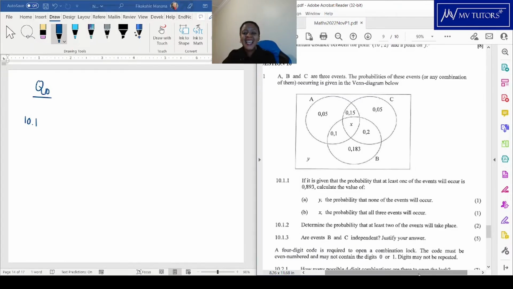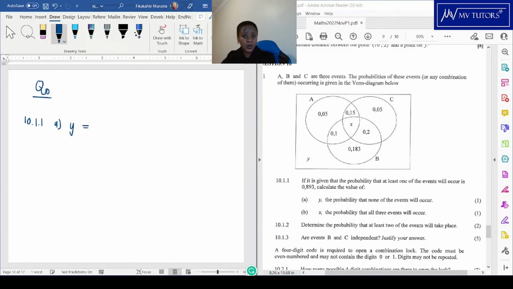But anyway, A, B, and C are 3 events. The probabilities of these events or any combination of them occurring is given in the Venn diagram below. So we can see we have an unknown X, which is within where all the events intersect, and Y, which is not part of any of the events. Okay, so let's start with 10.1.1. If it is given that the probability that at least one of the events will occur is 0,893, calculate the value of Y.